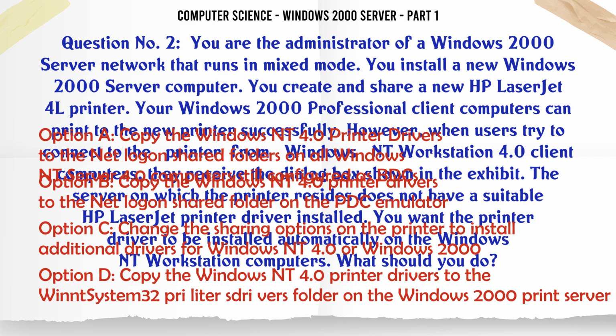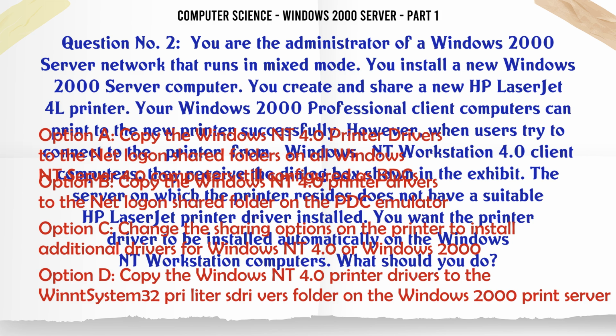The server on which the printer resides does not have a suitable HP LaserJet printer driver installed. You want the printer driver to be installed automatically on the Windows NT Workstation computers. What should you do? A. Copy the Windows NT 4.0 printer drivers to the NETLOGON shared folders on all Windows NT Server 4.0 computers still configured as BDCs. B. Copy the Windows NT 4.0 printer drivers to the NETLOGON shared folder on the PDC emulator.